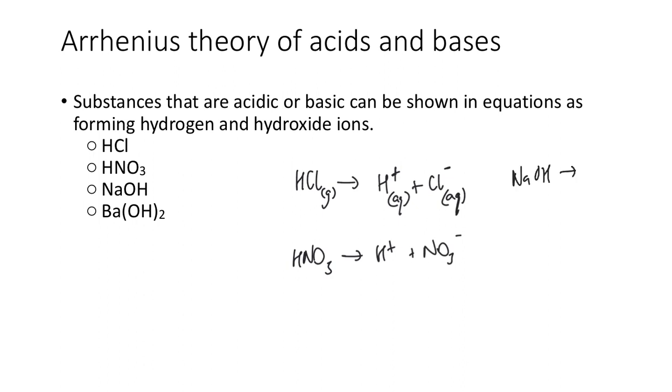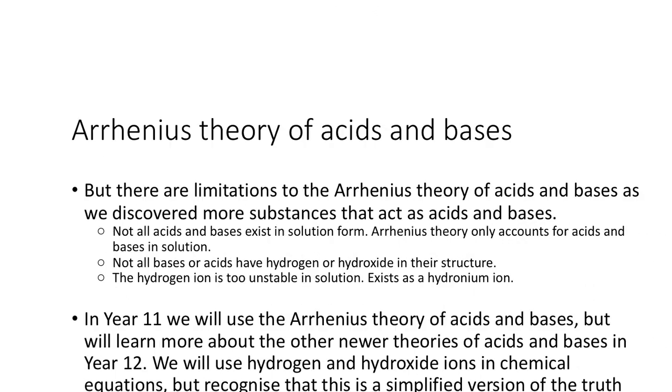NaOH would be turned into Na+ and OH-. And barium hydroxide, because it's got two hydroxides in there, is Ba2+ and 2 OH-. So the idea is that acids and bases can have multiple of these hydrogen and hydroxide ions, and then you'd have to write them out in a reaction to show that they are acidic or basic. All right, so let's have a look here.